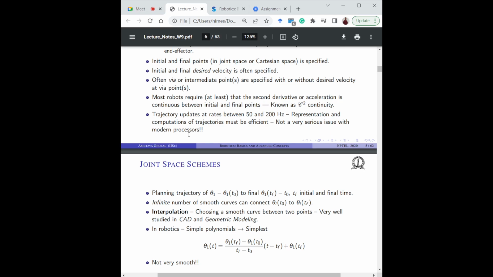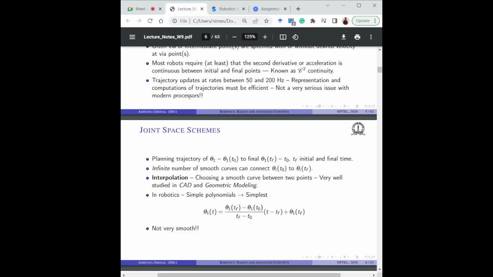Then trajectory update rates. They depend on how you are doing trajectory planning. There are two methods. You can either do offline trajectory planning or online trajectory planning. This update rate discussion is only relevant in case of online trajectory planning. How fast can you update your trajectories? Because if you're doing offline trajectory planning, then you don't update the trajectories. Basically, you have already generated the trajectories and you track them.